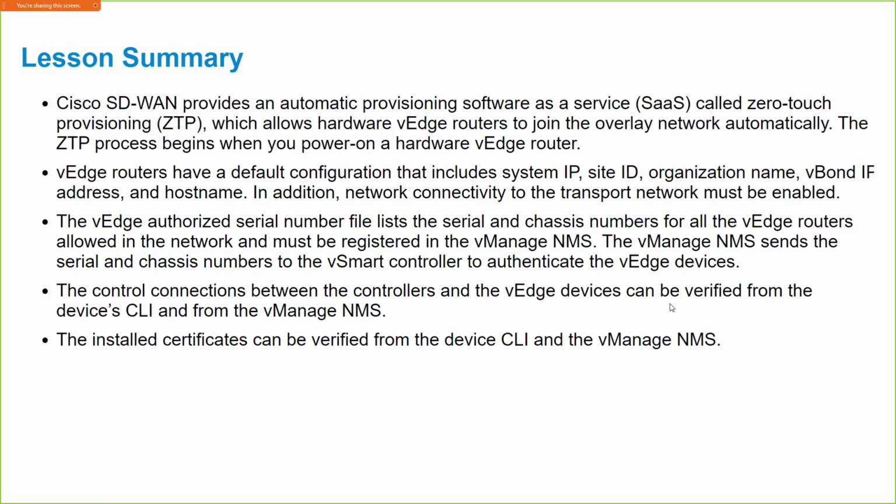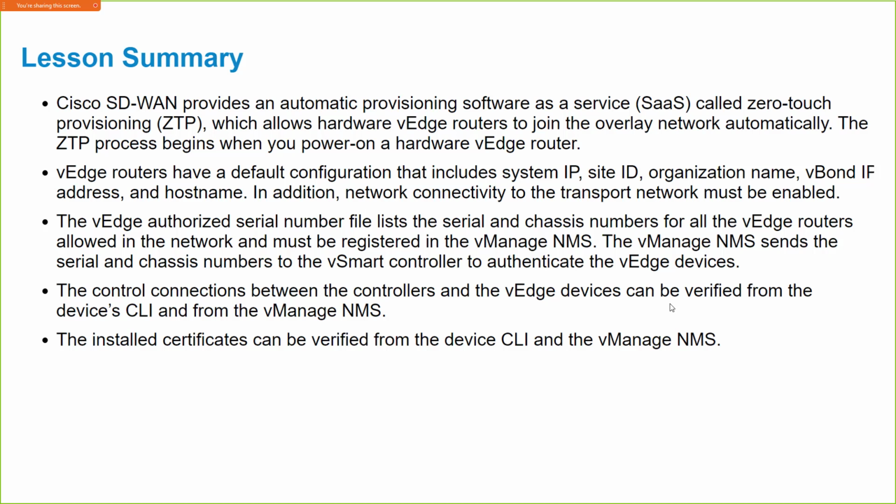All right, so that brings us to the end of this lesson. We talked about automatic provisioning, zero-touch provisioning, which is basically software as a service, that allows our vEdge routers to join the overlay network automatically. We talked about how that ZTP process begins when you power on the device, and the different steps that we go through. We talked about the default configuration, the information that has to be included: system IP, site ID, organization name, host name, etc.